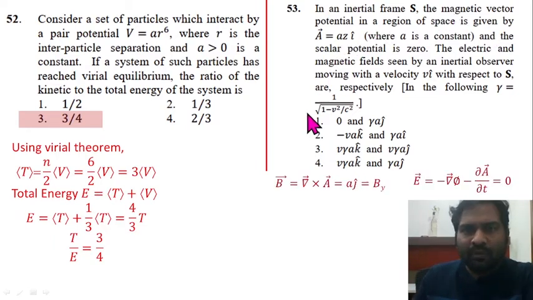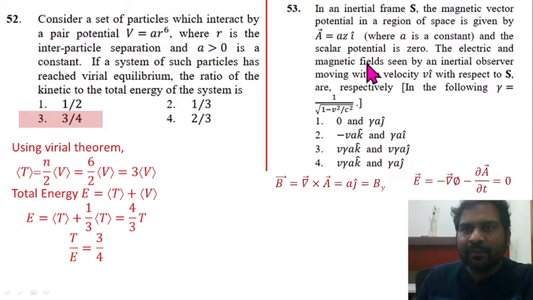In an inertial frame S, the magnetic vector potential in a region of space is given by A equal to A k cap. Then B equal to del cross A, so it will be equal to A j cap. This means it is the y component of the magnetic field, where A is a constant and the scalar potential is 0. Scalar potential 0, that's why your electric field is equal to 0 here.